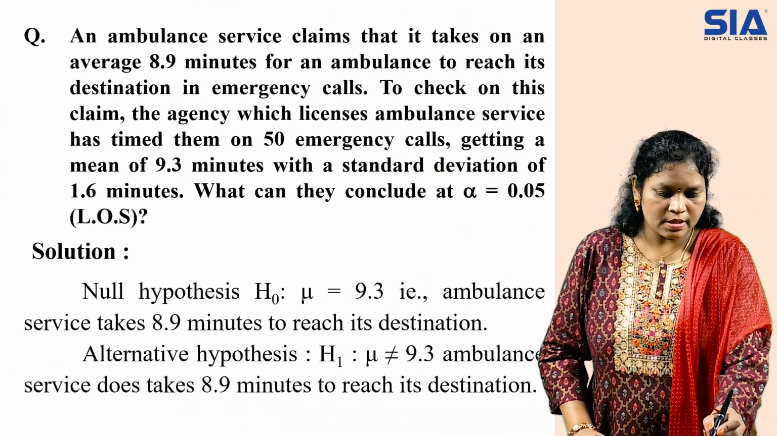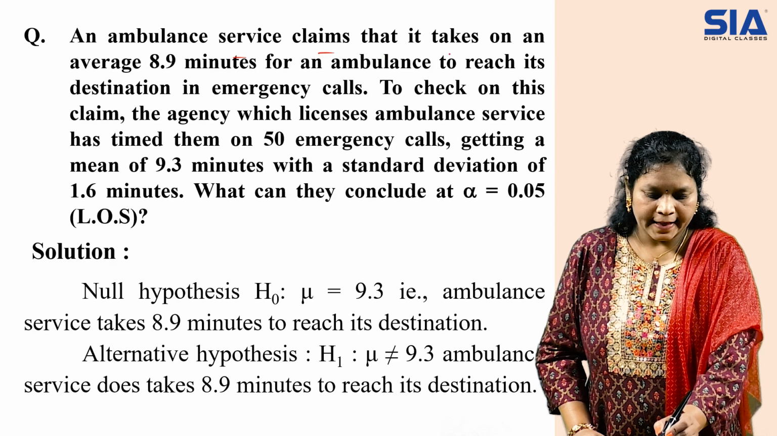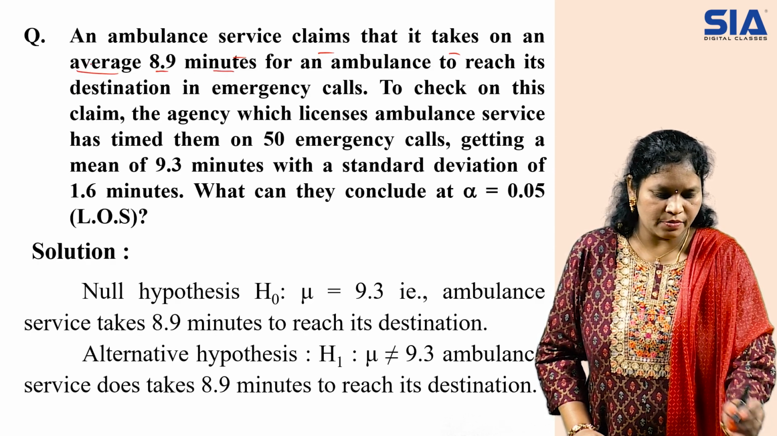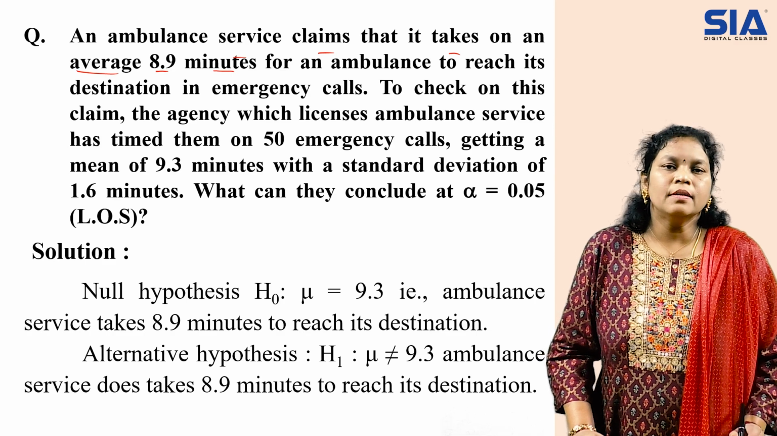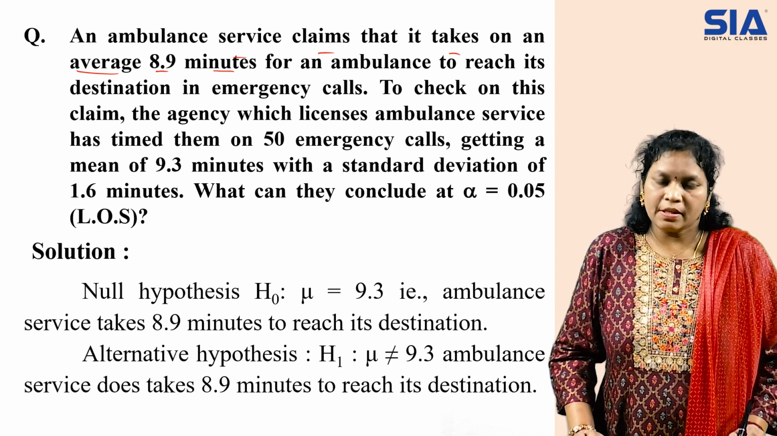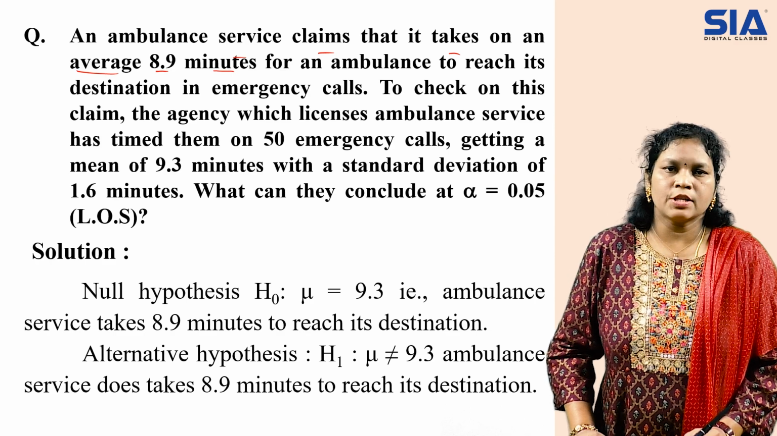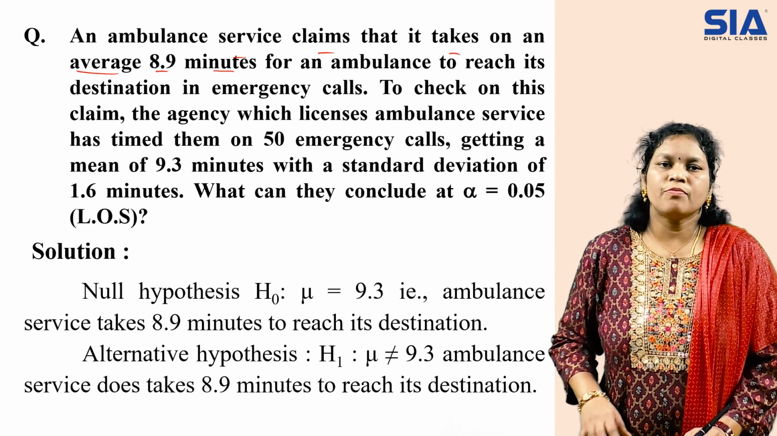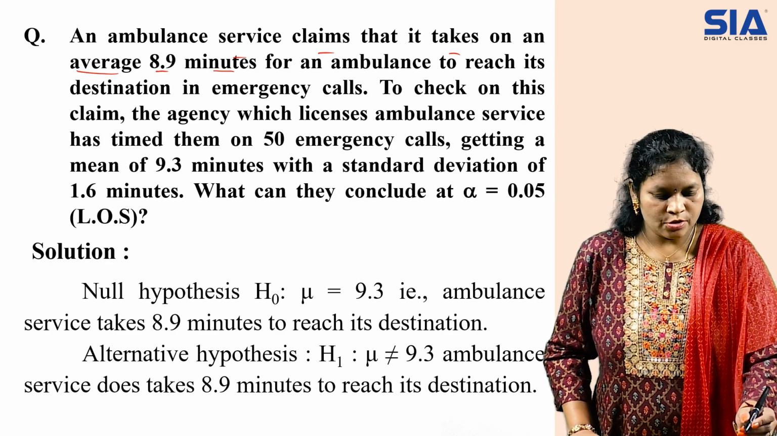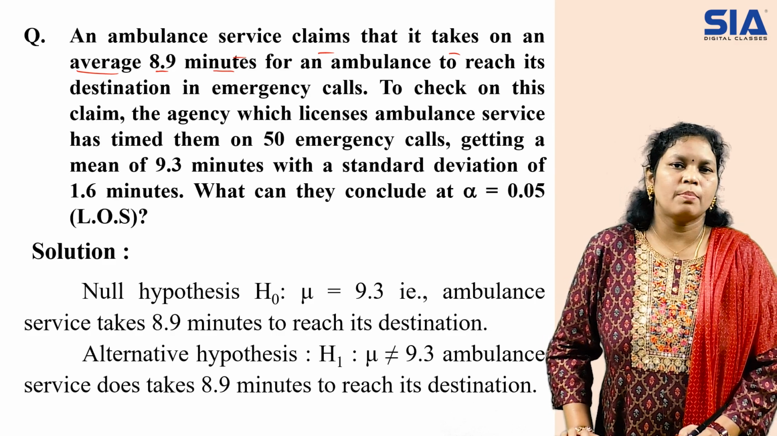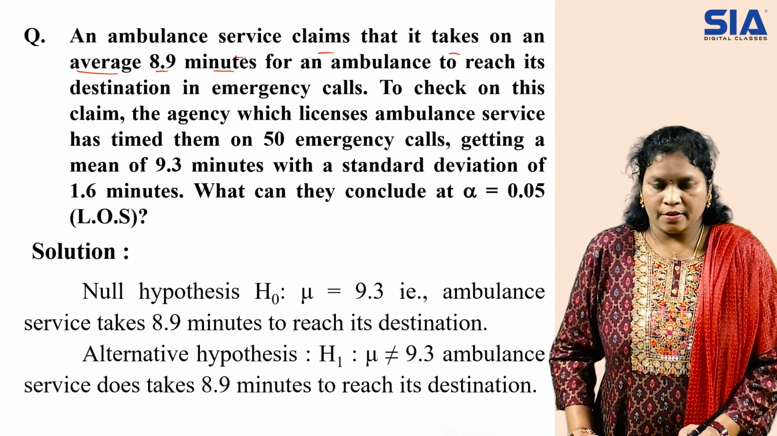An ambulance service claims that it takes on an average of 8.9 minutes. So average is what we got, it is a mean. Next, let us check based on the question whether we go for the single mean formula or not. First, some average value we have got, so some mean we have got. Maybe population, maybe sample.